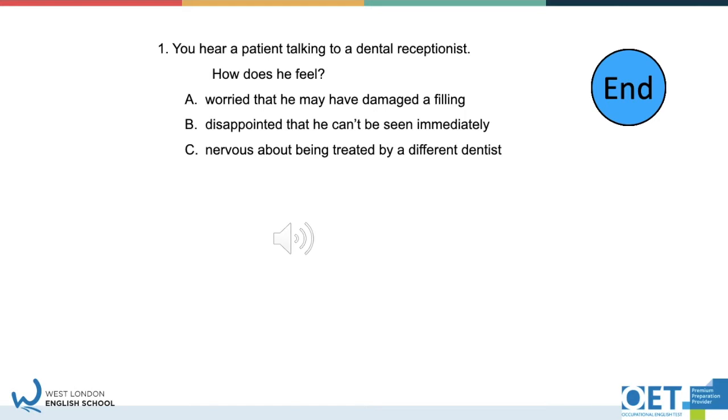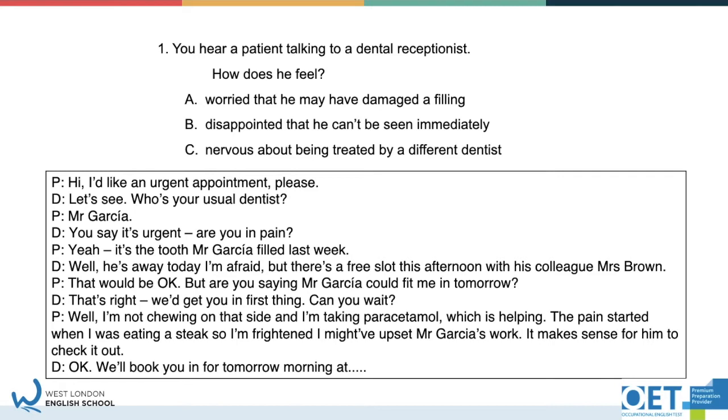I hope you've chosen your answer. In the exam, you need to choose your answer quite quickly because it will move on to the next answer very quickly. So we've got the transcript here.